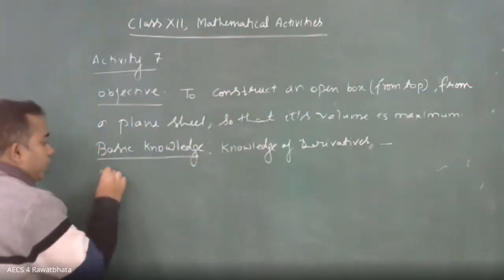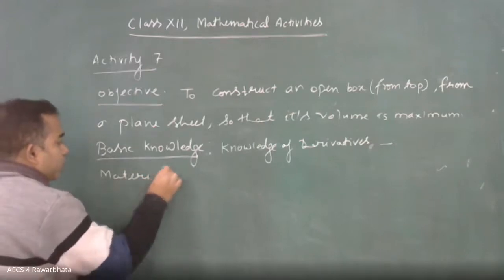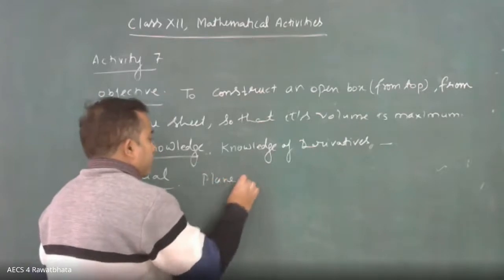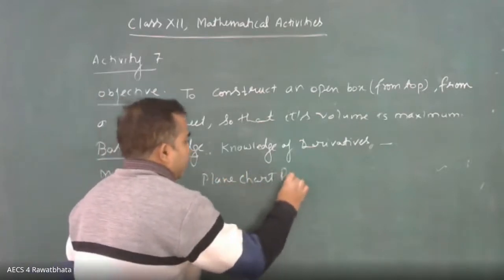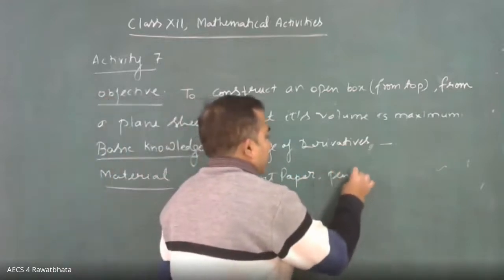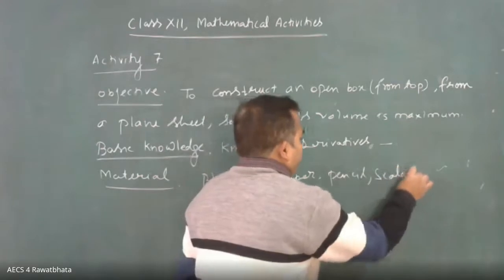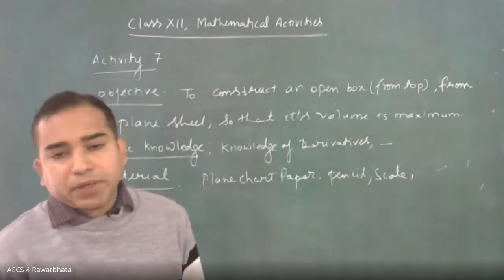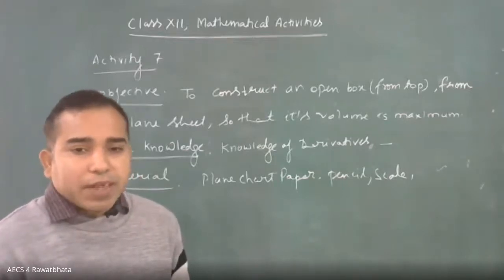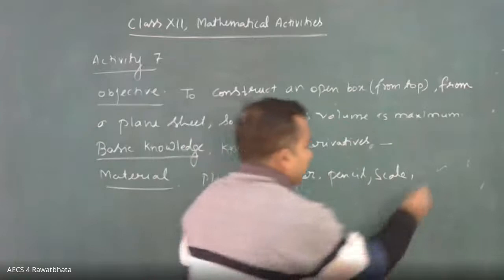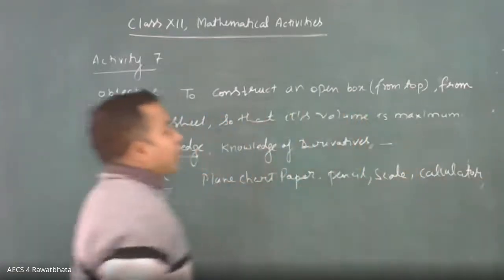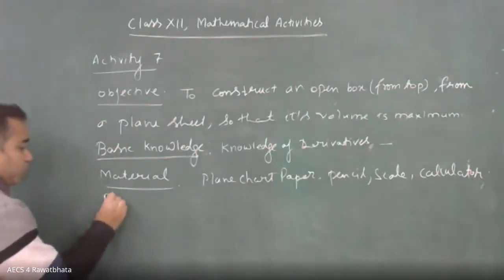Then material: ज़्यादा कुछ नहीं. We need a plain chart paper or any other paper you can take, some pencil, scale, etc. And of course, volume you have to calculate, length into breadth into height, and different values you have to put of x. So it will take time, so better let us use a calculator. Calculator also ले लेते हैं.